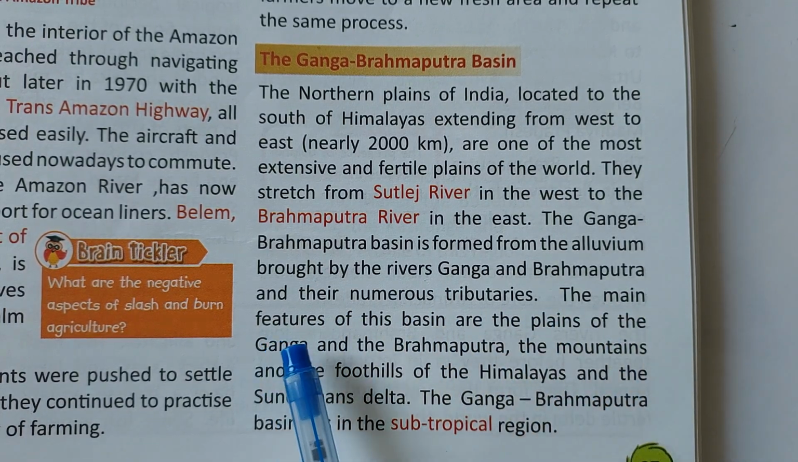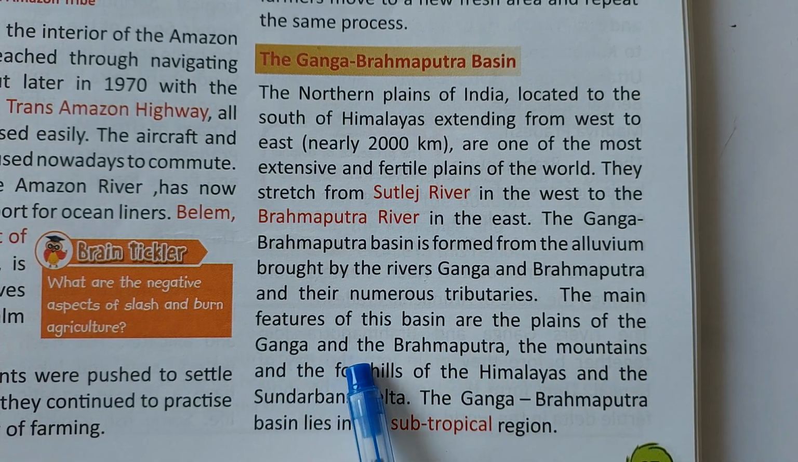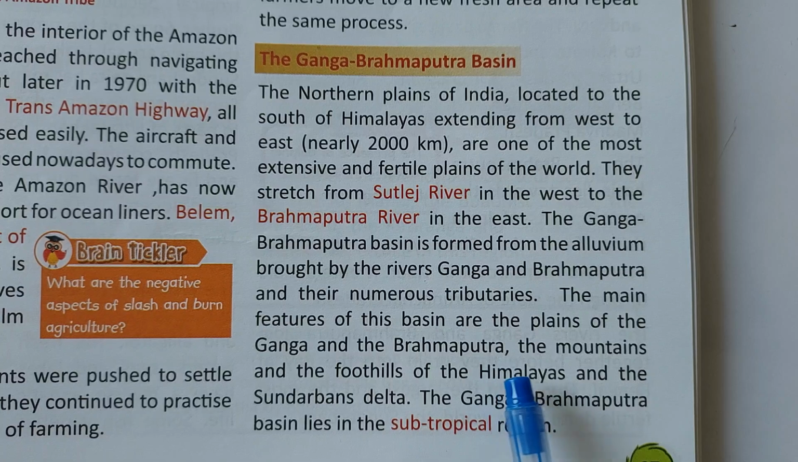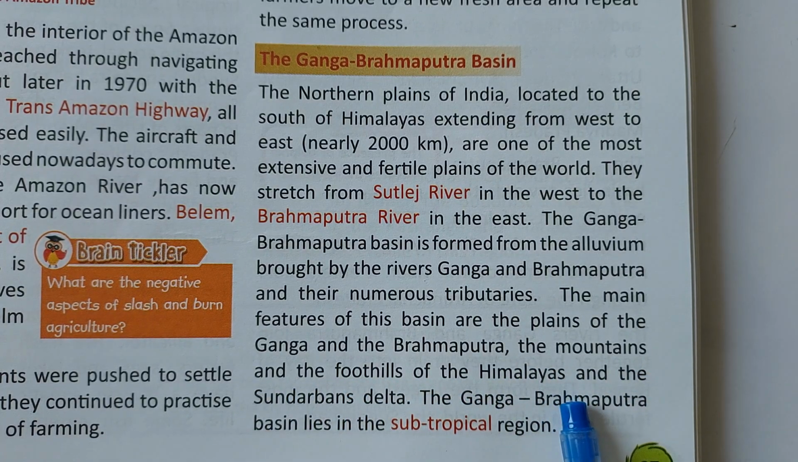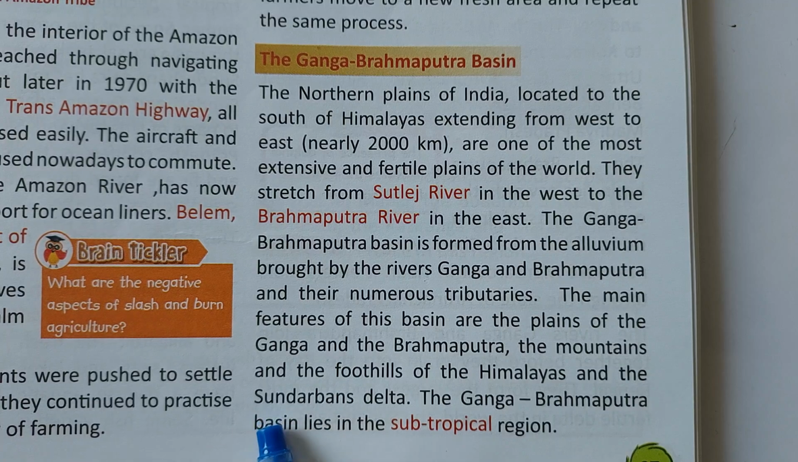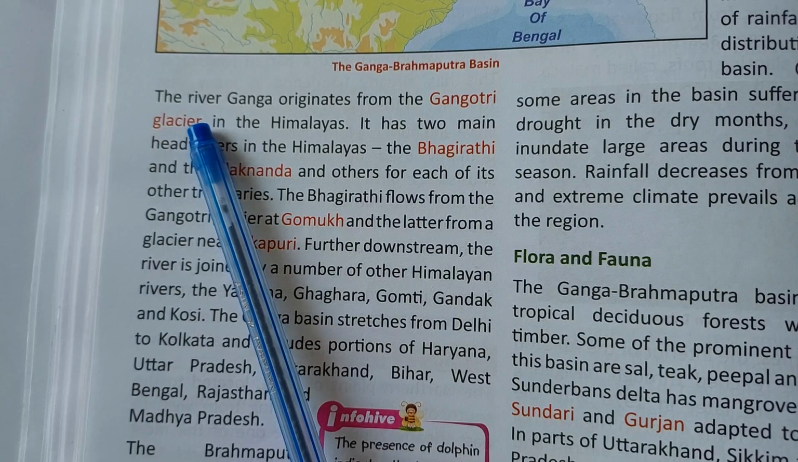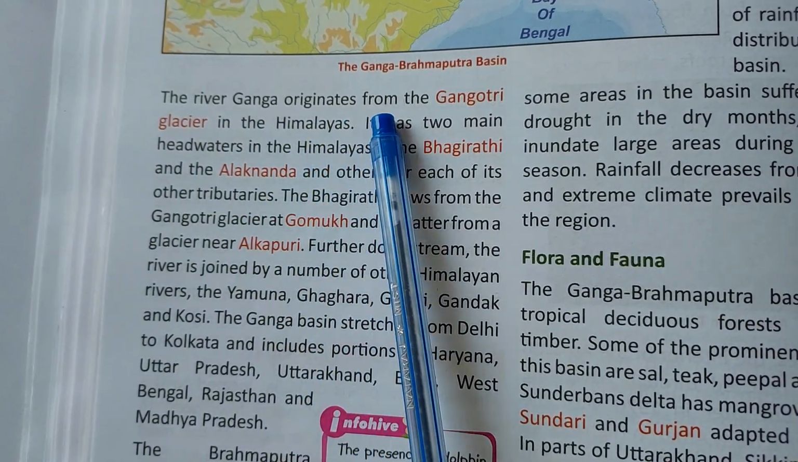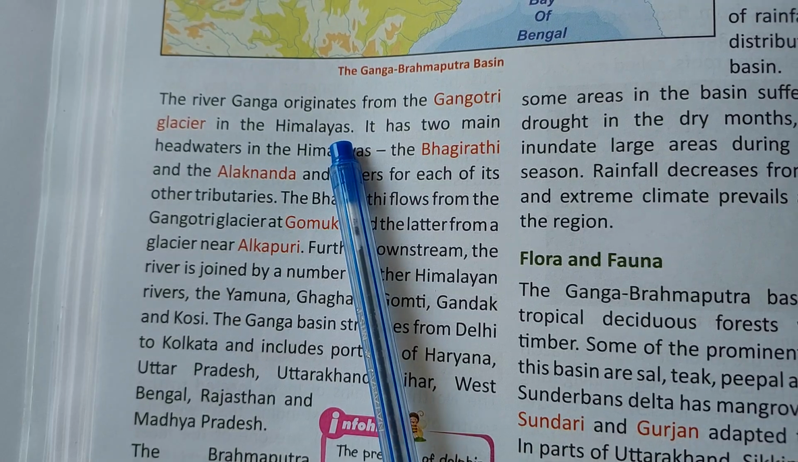The main features of this basin are the plains of the Ganga and the Brahmaputra, the mountains and the foothills of the Himalayas, and the Sundarbans Delta. The Ganga-Brahmaputra basin lies in the subtropical region. The river Ganga originates from the Gangotri Glacier in the Himalayas.